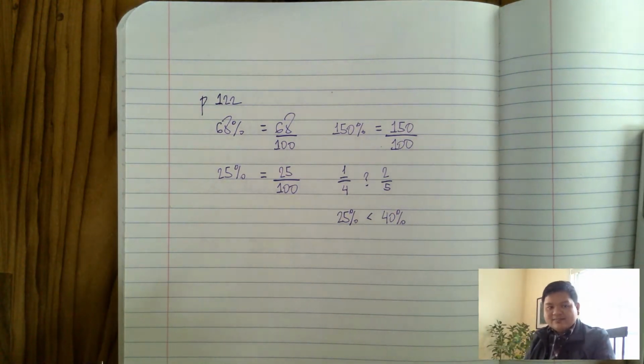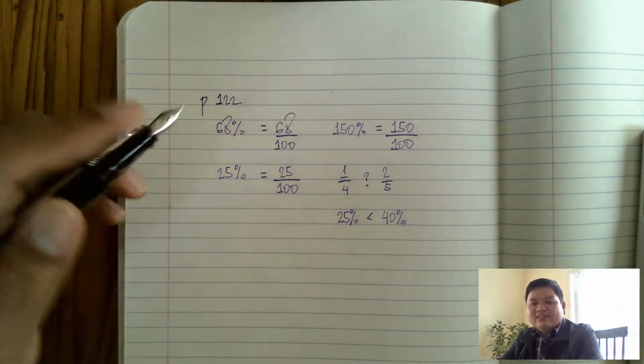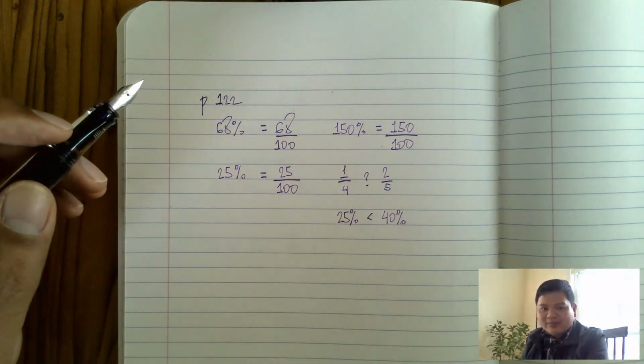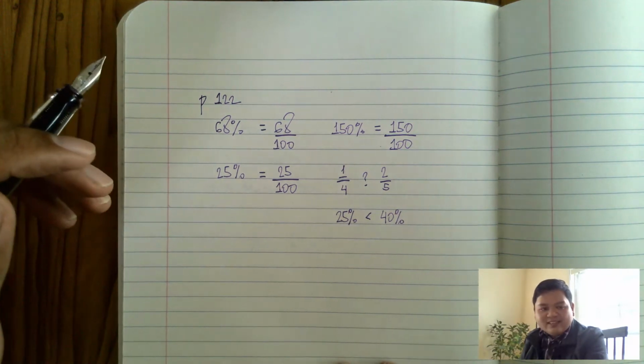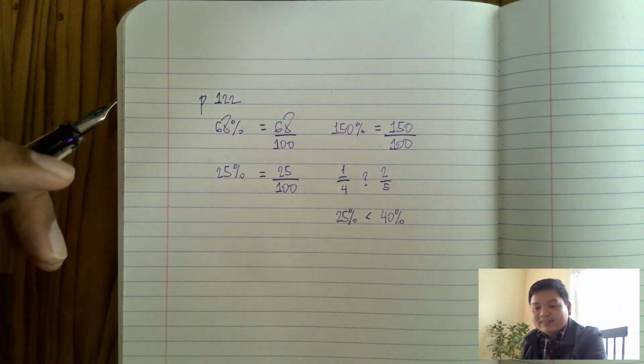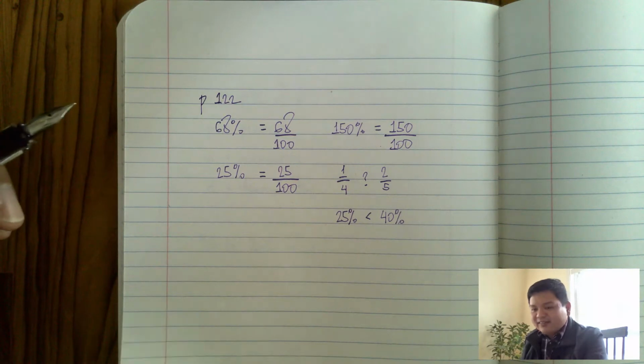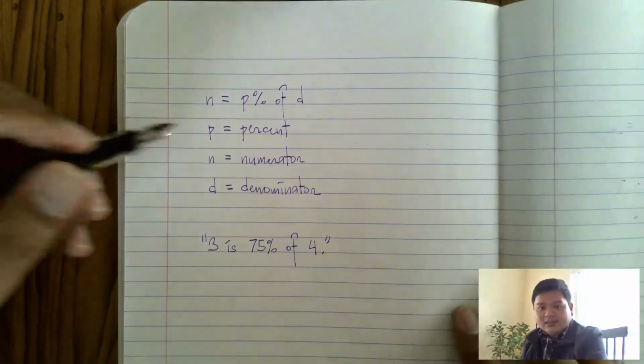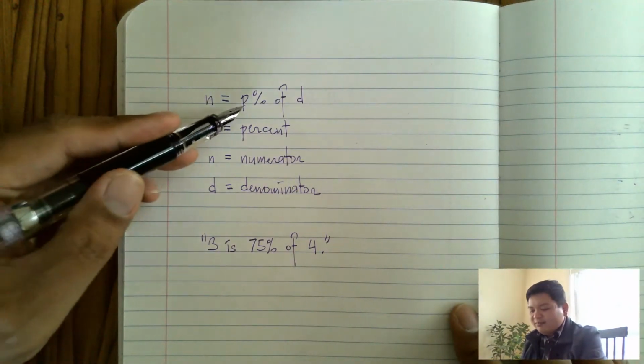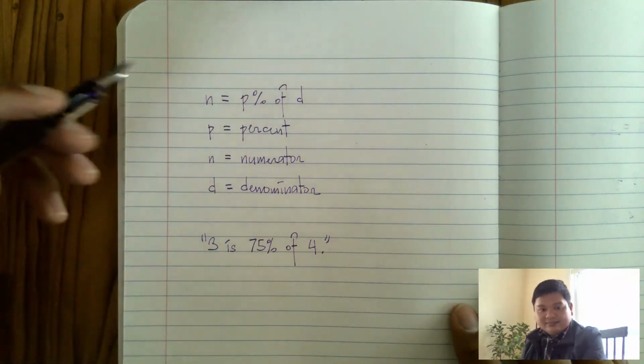Because of this, it is often useful to answer questions of the form blank is blank percent of blank. To make that sentence clear, we can use variables to differentiate among the values, like so. N equals P% of D.